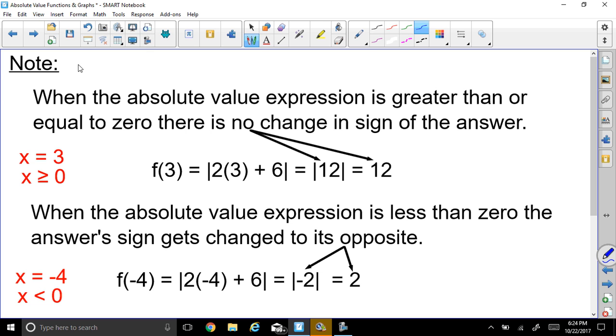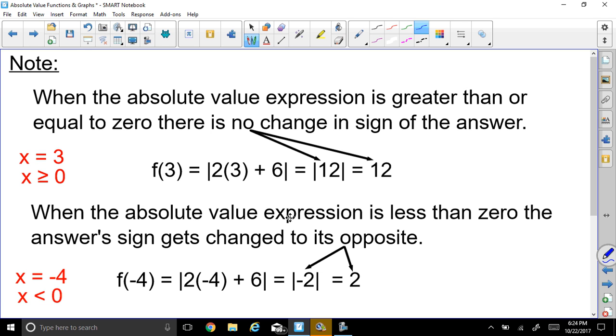Here's what you should know. When the absolute value expression is greater than or equal to 0, there is no change in the sign of the answer. For example, here we have f of 3 where x is equal to 3. When we're talking about greater than 0, that would be positive numbers, and equal to 0, 0 is included. So 3 is a positive number, so we replace x with 3. Notice there was no sign change when we figured out 2 times 3 plus 6 gave us 12. The sign of the answer did not change.